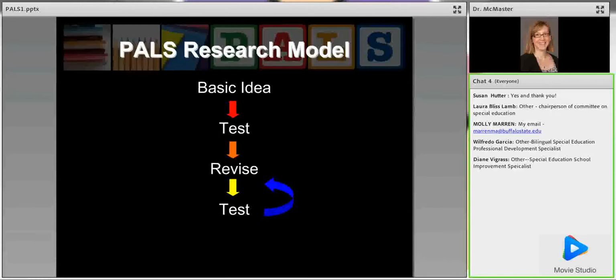So we test that out. We gather the feedback. We also gather data from students, so important reading outcomes that we'd like to see improve as a result of PALS. And then based on that data and the feedback, we make revisions, have a new version of PALS, and test that again. So PALS has gone through this sort of iterative process of development and testing over the 15 plus years that I mentioned.